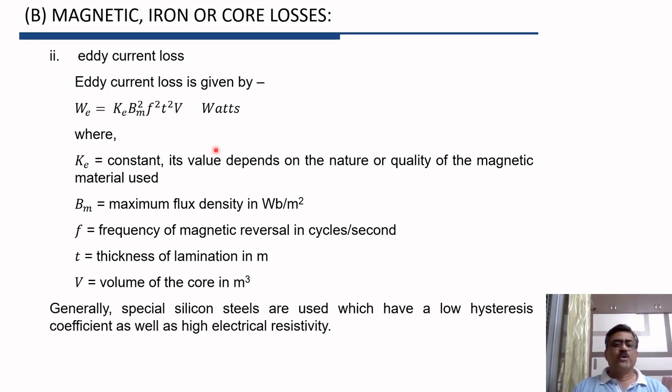Now, in order to reduce iron losses, that is hysteresis and eddy current losses, special silicon steels are normally used in case of DC machines. These steels have a low hysteresis coefficient, which reduces the hysteresis loss, and these silicon steels have high electrical resistivity, and therefore eddy current loss is also reduced.